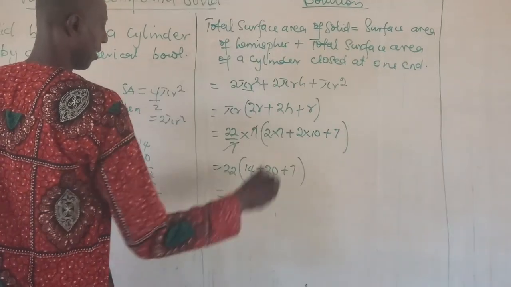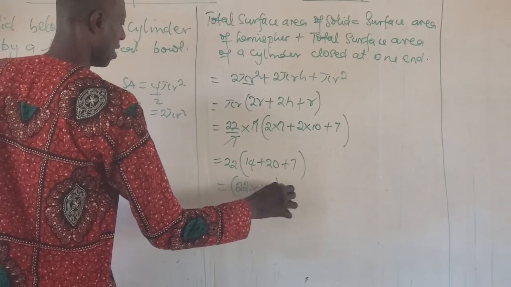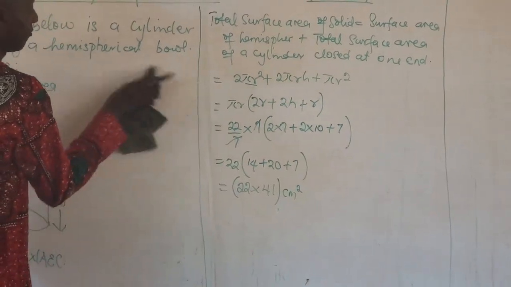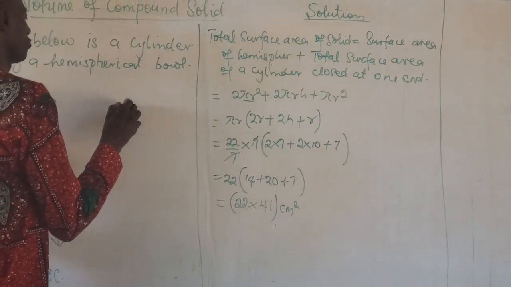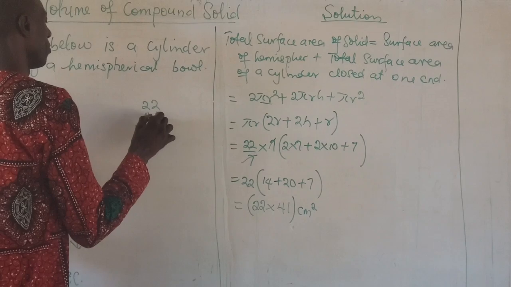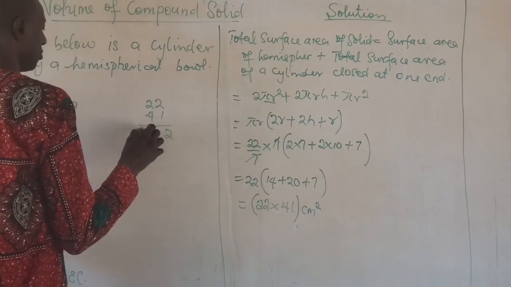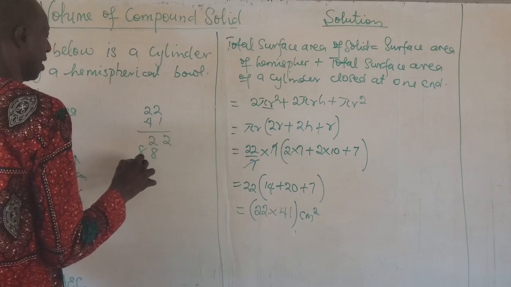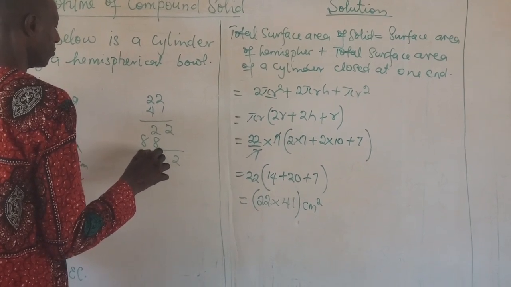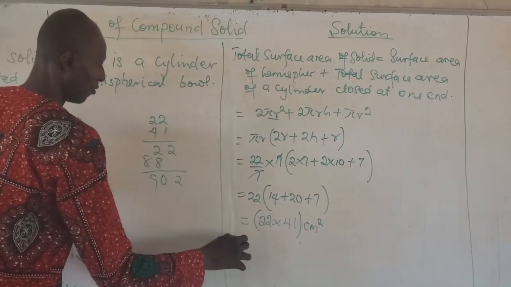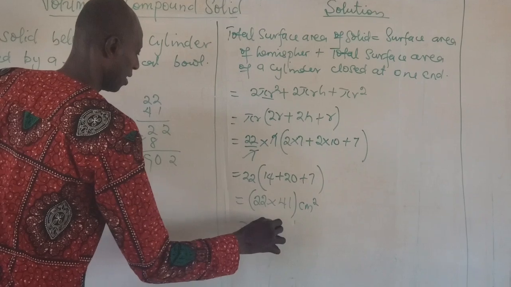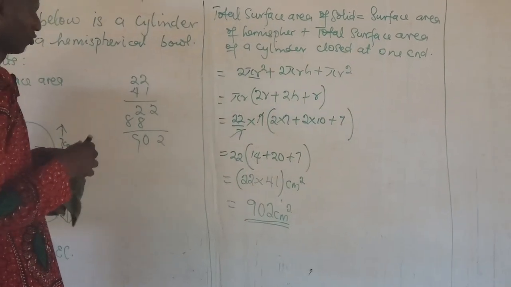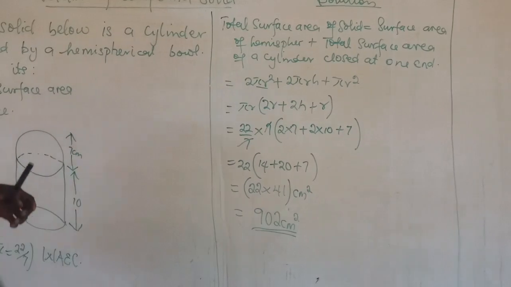Take notice, it's area, so all will be centimeter square. So let us multiply 22 times 41. So what is 22 times 41? The answer here is 902 centimeter square. That is now the total surface area of the solid.